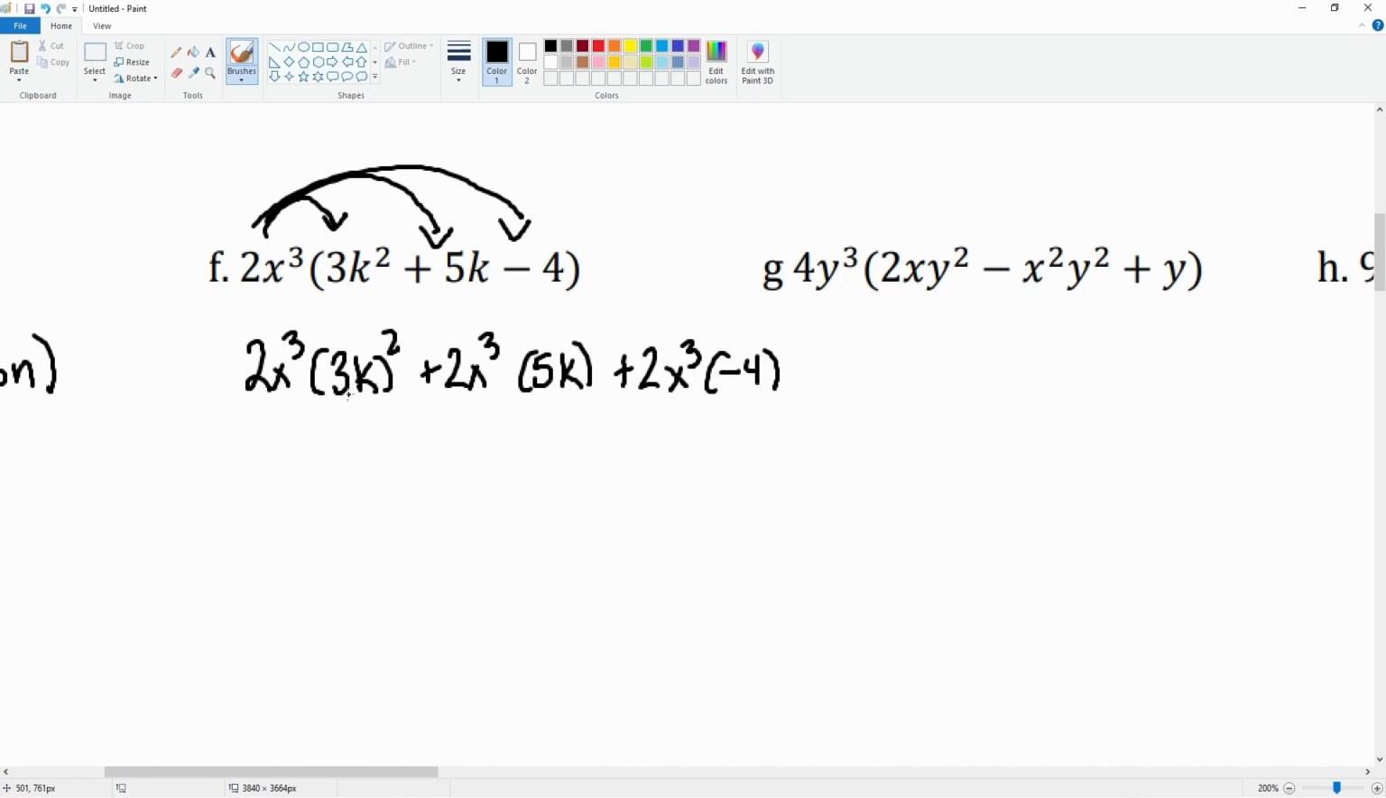Now we can do it. 2 times 3, it is 6. We have an x cubed, k to the 2nd. They're different variables. They don't combine. Okay, plus 2 times 5 is just 10. x cubed and k, so it's x cubed and a k. Then we have plus 2 times negative 4, it is a negative 8 x cubed.